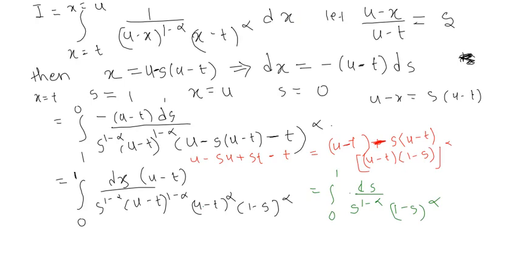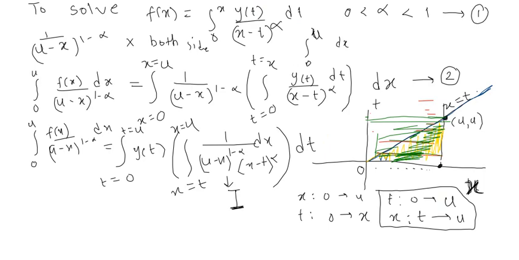What is I? We have evaluated this quantity I, and that comes out to be equal to pi divided by sine of alpha pi. So we are left with this, and I am going to write this equation now.